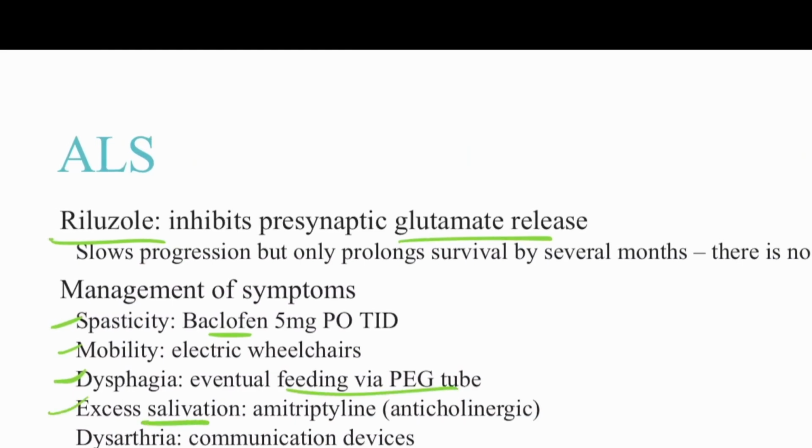Excess salivation. You can give amitriptyline, which is an anticholinergic. Remember, one of the signs of anticholinergic effect is dry mouth. So you give it to them because you want the excess salivation to stop. Dysarthria, just give them some communication devices. They may eventually hit respiratory failure and get some positive pressure ventilation, so those CPAPs and stuff like that. And again, progressive disease, fatal within 3 years. Stephen Hawking obviously lived a lot longer than that, but on average within 3 years.